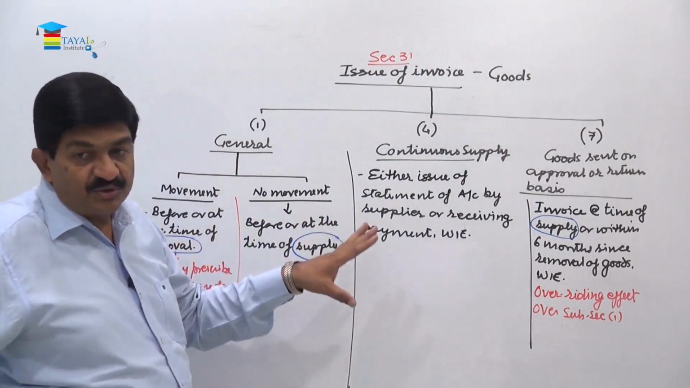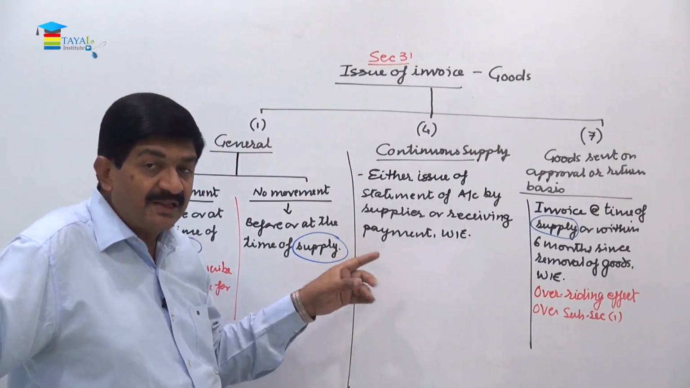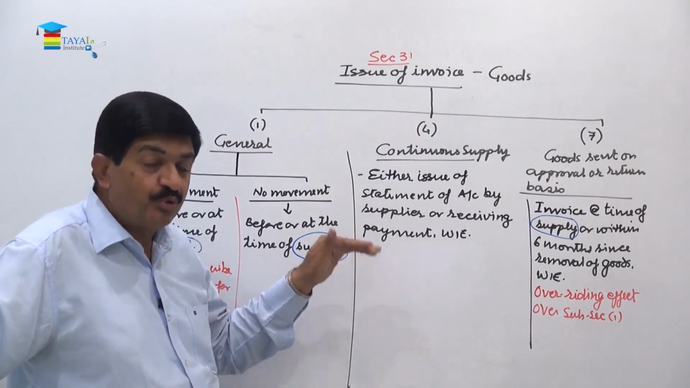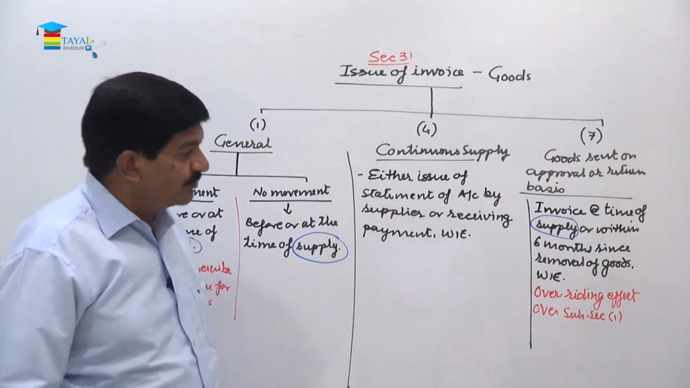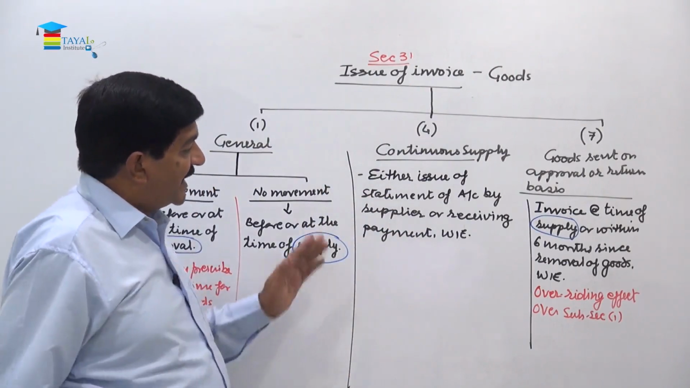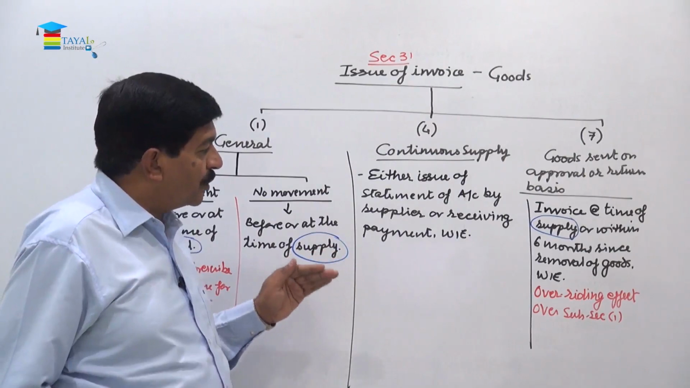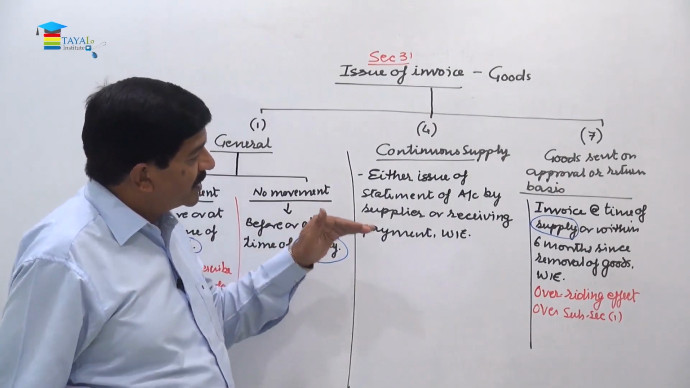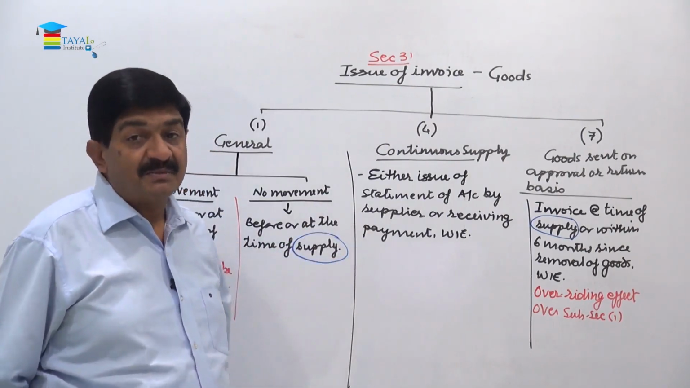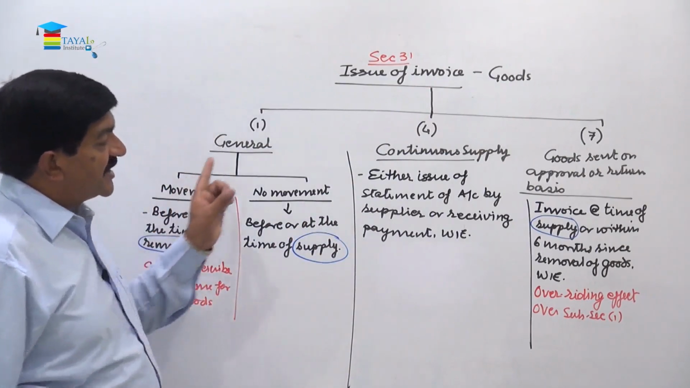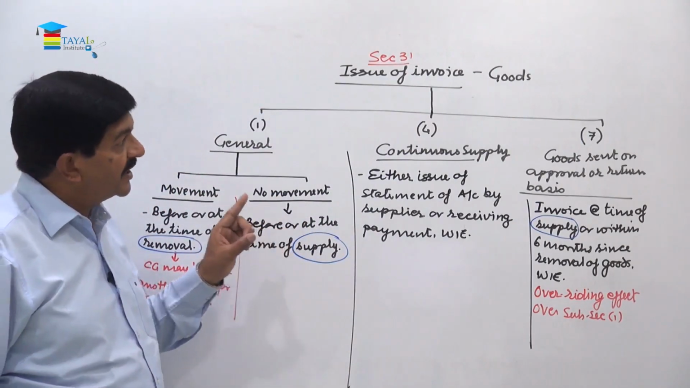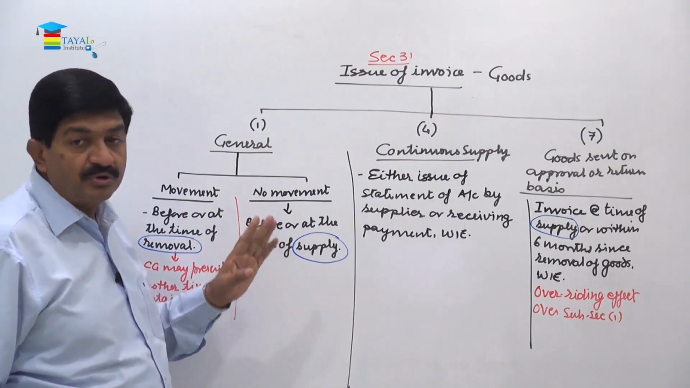And if there is a continuous supply, I have already defined in the beginning, section 2 subsection 32, what is the meaning of continuous supply of goods. So in that case, the invoice has to be made periodically, either on issue of a statement of account or receiving of payment by the supplier, whichever comes earlier. So this is the time for issue of invoice in relation to goods.